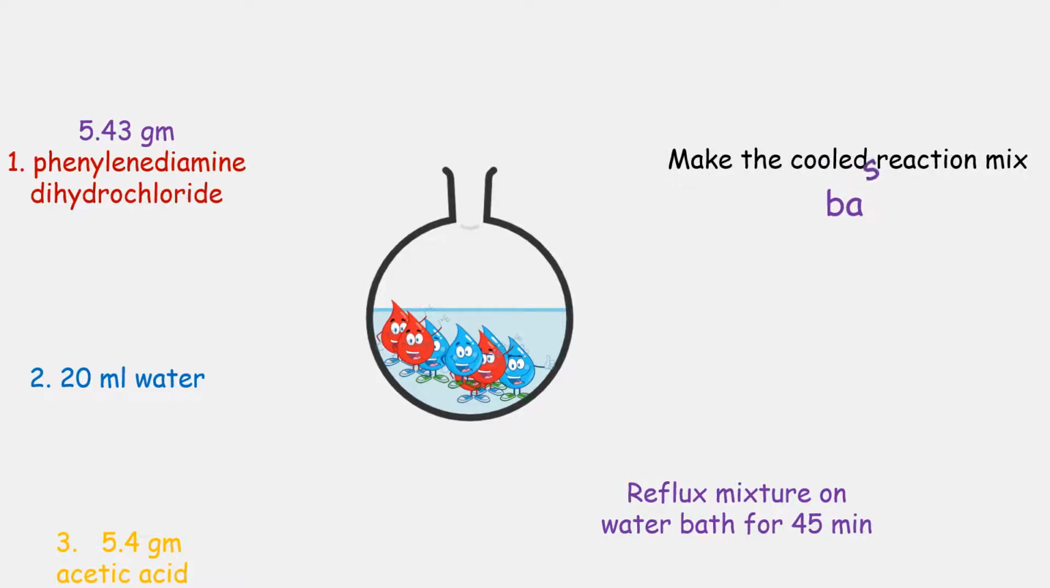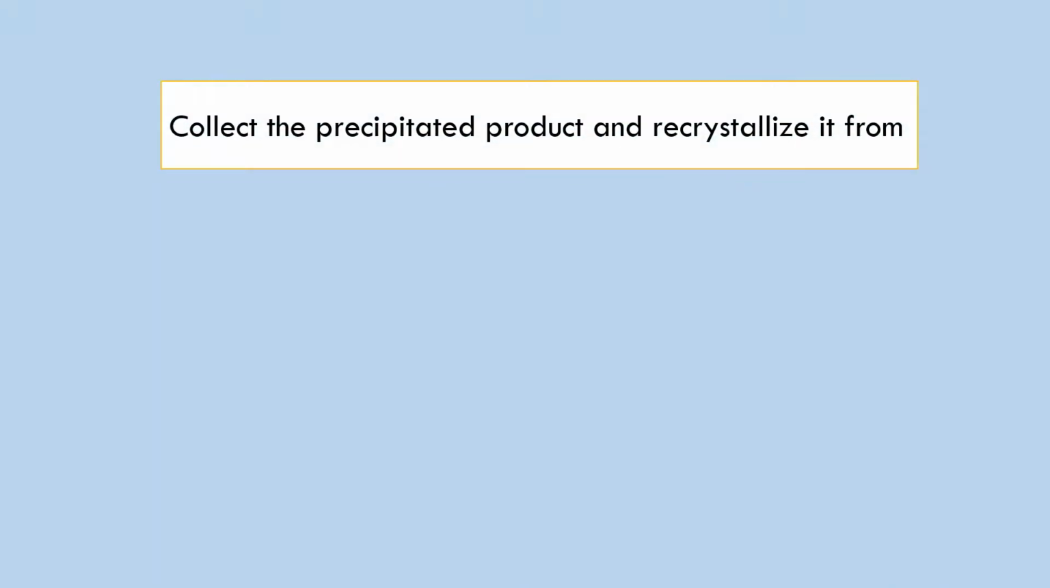Make the reaction mixture basic by addition of strong ammonia solution, as we discussed in the principle of the synthesis. Collect the precipitated product and recrystallize it from 10% aqueous ethanol.